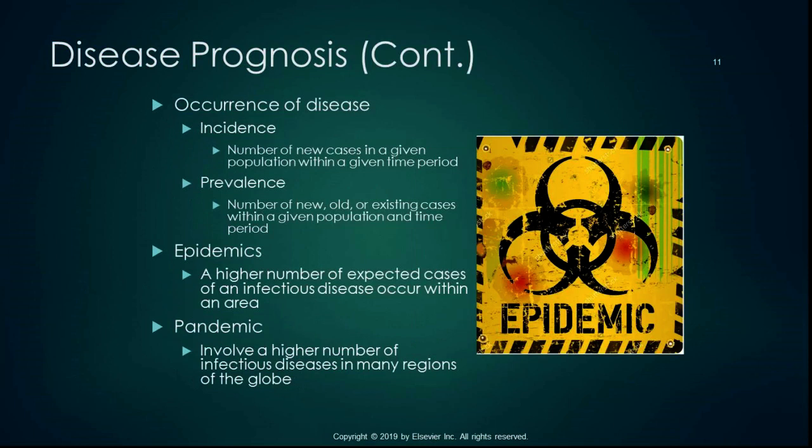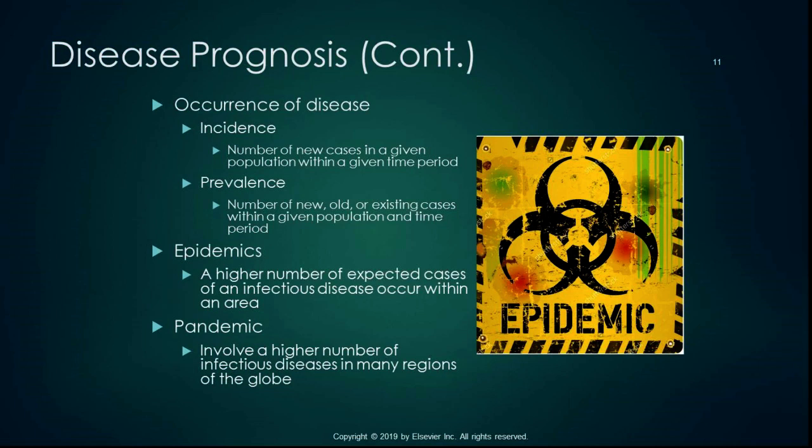When we talk about the occurrence of disease, we're going to refer to incidence and prevalence. Incidence is the number of new cases in a given population within a given time period. So sometimes we'll say that a certain number of new cases of this disease were reported within the last year. That's the incidence of the disease.